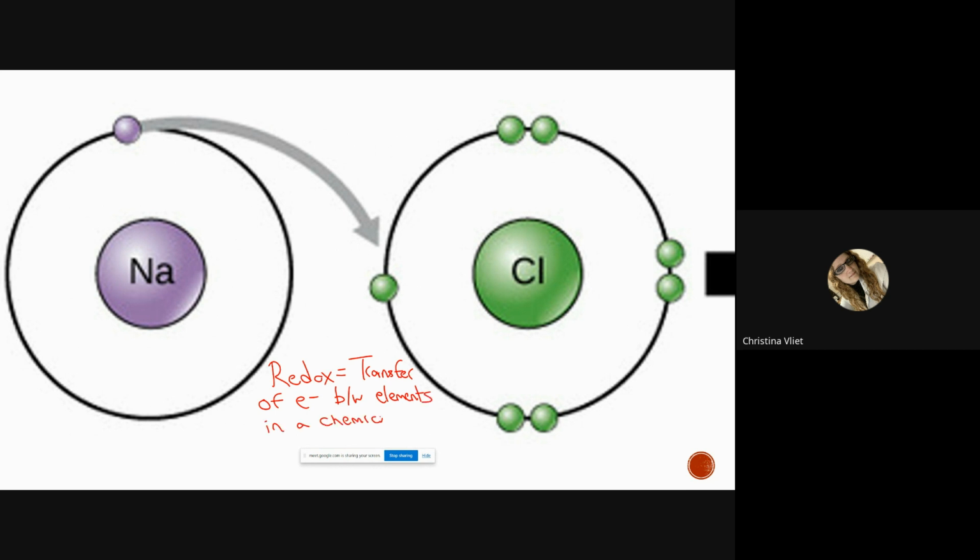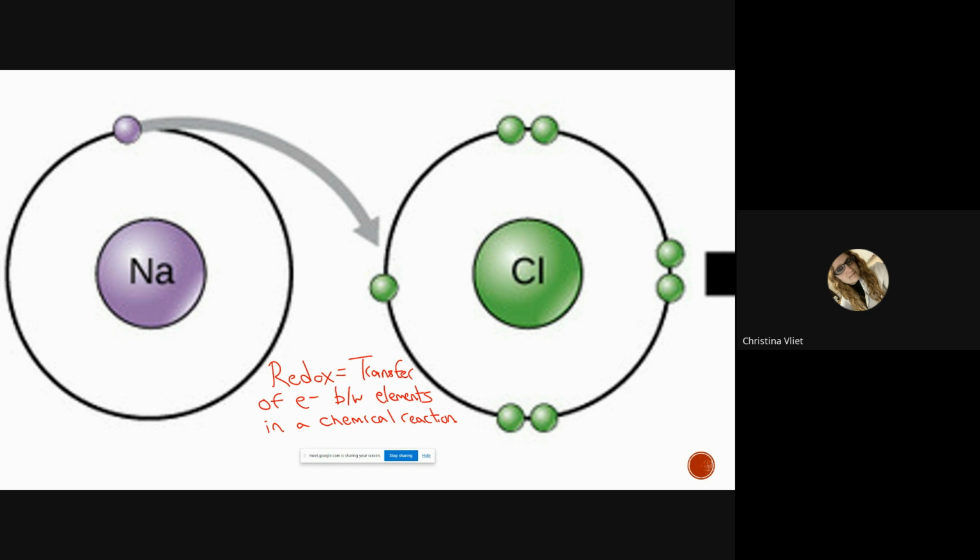Not all reactions are redox, but anytime your charge changes, your oxidation number changes, from reactants to products, you have redox. And so there are specific types of reactions that are always redox and specific types of reactions that are never redox. But in redox, there is always a transfer of electrons. So you see here in this formation of sodium chloride, where sodium gives away its valence electron and chlorine receives that valence electron, that's an example of redox, because sodium is giving away its electron and chlorine is receiving.